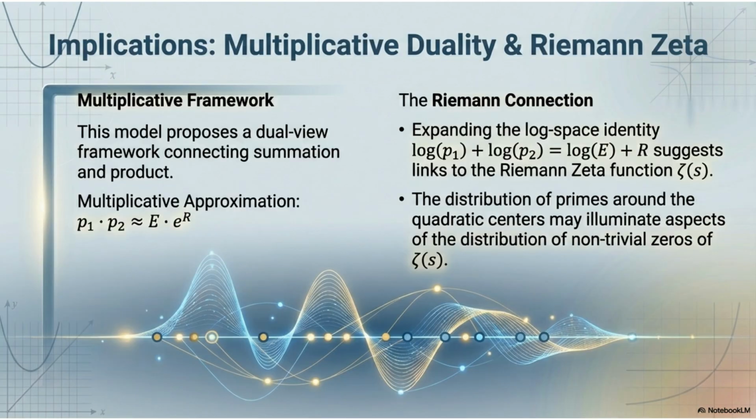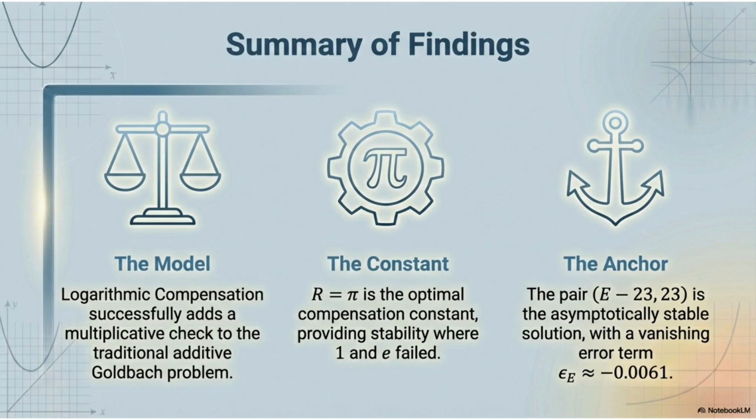Implications include multiplicative duality and connections to the Riemann zeta function. The prime distribution around the quadratic centers may illuminate aspects of the distribution of non-trivial zeros of $\zeta(s)$. In summary, logarithmic compensation provides a multiplicative check on Goldbach's problem. $\pi$ is the optimal constant, and the pair $(E-23, 23)$ is the asymptotically stable solution with a vanishing error term.